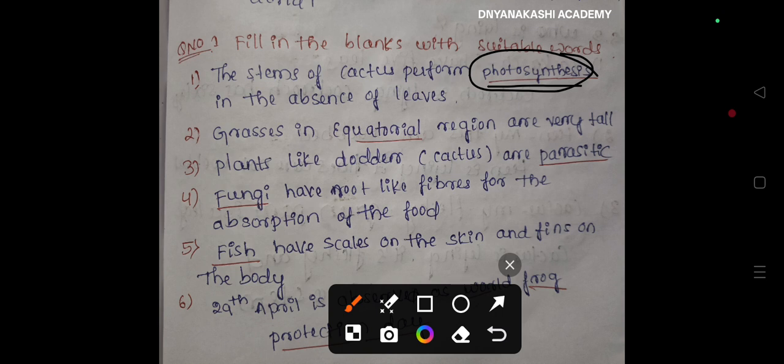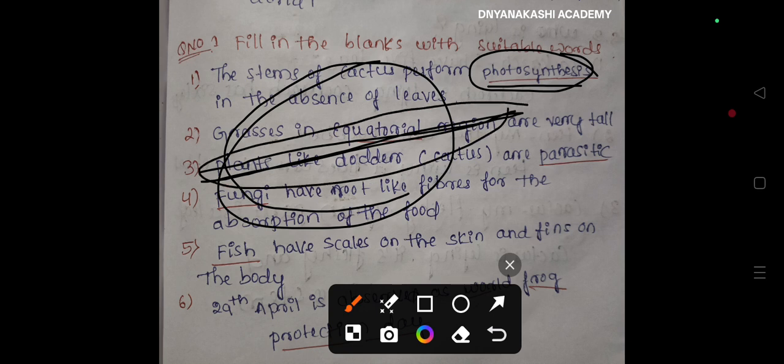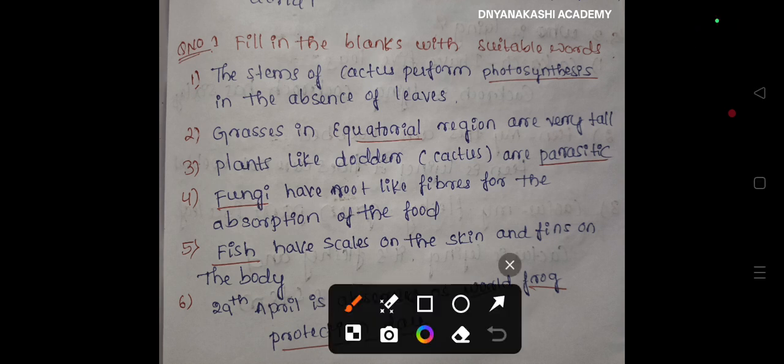Next question: grasses in dash region grow very well. Grasses grow very well in which region? Equator. Equator is considered the middle line of the earth. In this region, grasses grow very tall.